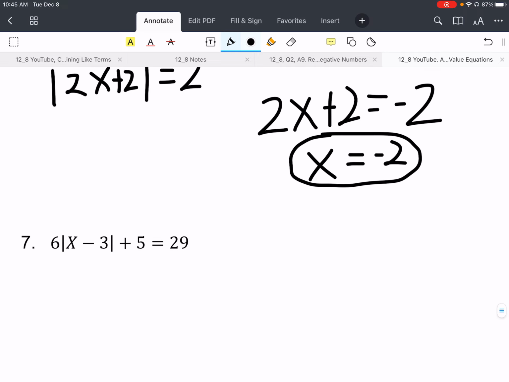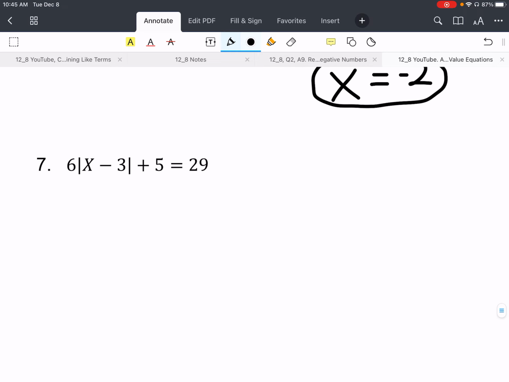One more example. Go ahead and pause it and try it. After you do this problem, you can come get your worksheet or your assignment is online.